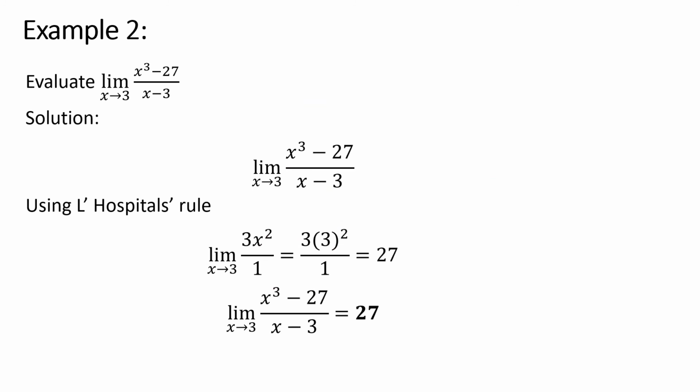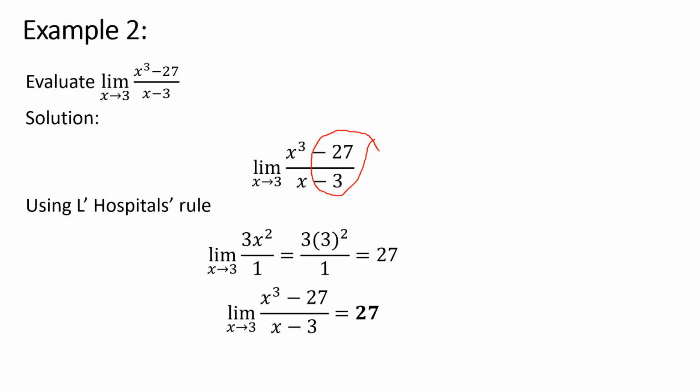For example number 2, we're asked to evaluate the limit of x cubed minus 27 over x minus 3 when x approaches 3. Now, how can we solve this one? Using the concept of L'Hospital's rule, we're going to neglect this portion. So we're going to neglect this constant. These are terms from your numerator and denominator that have no involvement of a variable. So we're going to neglect them.